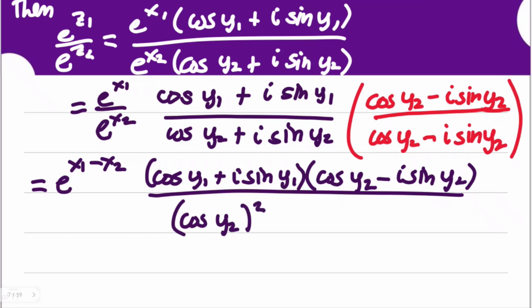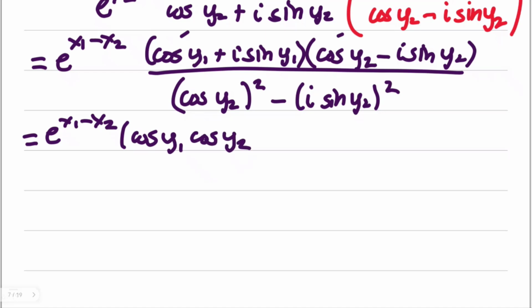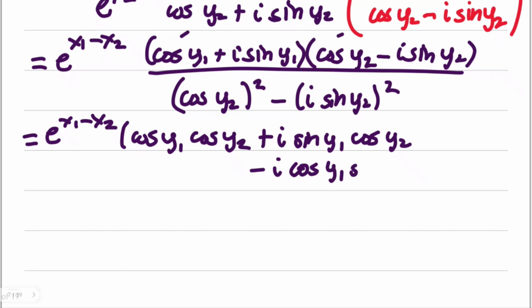Squared, and by the difference of two squares, we have minus i sine y sub 2 squared as well. Hopefully the spaces here would be enough for the proof. If not, I might be adding some pages. So for the numerator, let's use the FOIL method. The first terms: cosine y sub 1, cosine y sub 2. Inner terms: plus i sine y sub 1, cosine y sub 2. Outer terms: minus i, allow me to write first cosine y sub 1 before sine y sub 2.